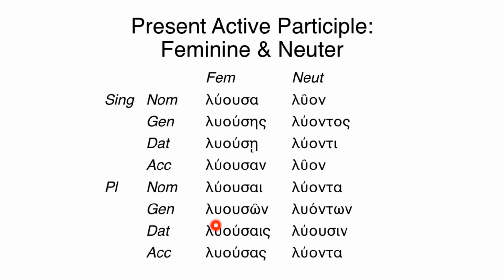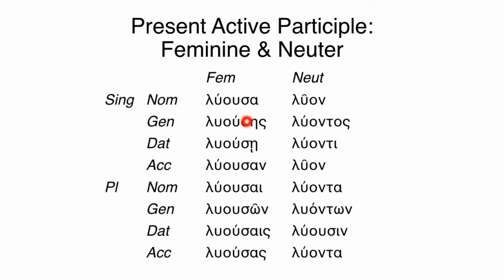The nominative plural is luusai or liuse. The genitive plural, luuson or liuson. The dative plural, luuses or liuses. The accusative plural, luusas or liusas. Now you can see the lu stem running through these forms. And another thing that these forms have in common is this u sound, the omicron upsilon.